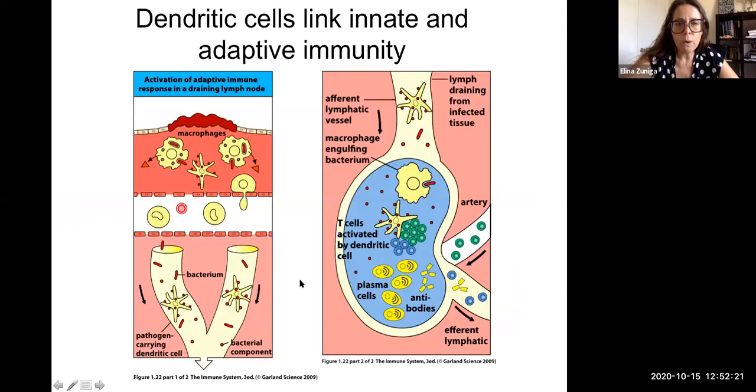Okay, so the dendritic cells, we learned that they link innate and adaptive immunity because they have many pathogen recognition receptors that will engage the pathogen and start producing cytokines. But also these dendritic cells in the tissues are able to pick up antigens and migrate through the lymphatic vessels and get through the afferent lymphatic vessel into the lymph node.